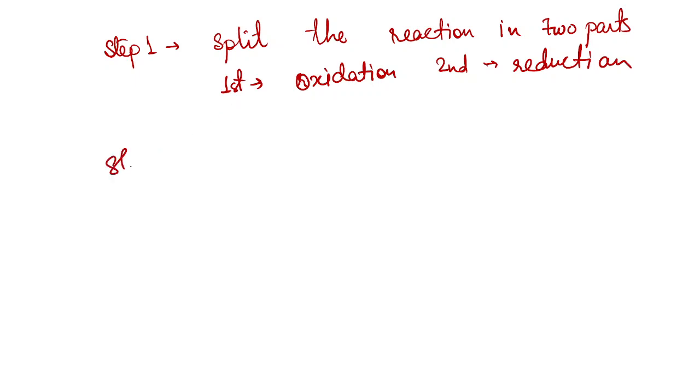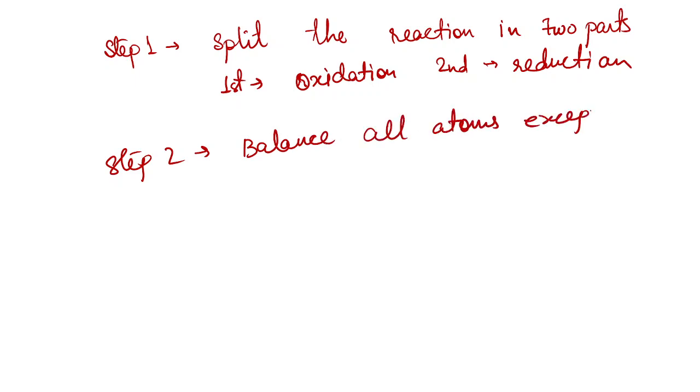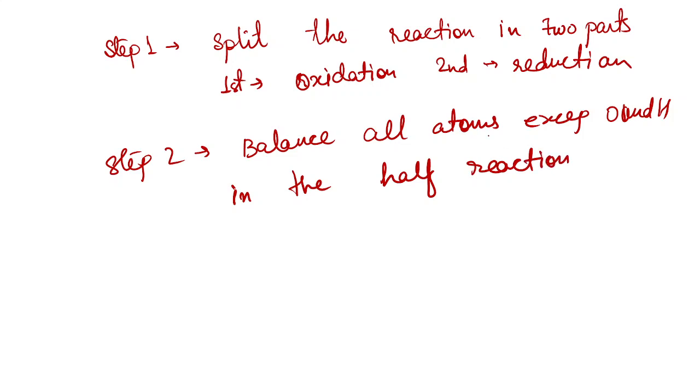Now comes the second step. Step 2 will be balancing the atoms other than oxygen and hydrogen. We have to balance all atoms except oxygen and hydrogen in the half reactions. Now what is this half reaction? It will be clear when I do the example. In the half reaction, all atoms except hydrogen and oxygen, we have to balance.